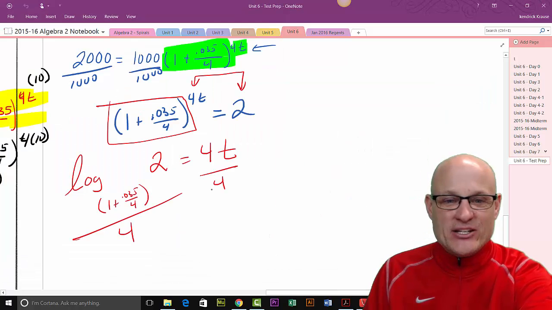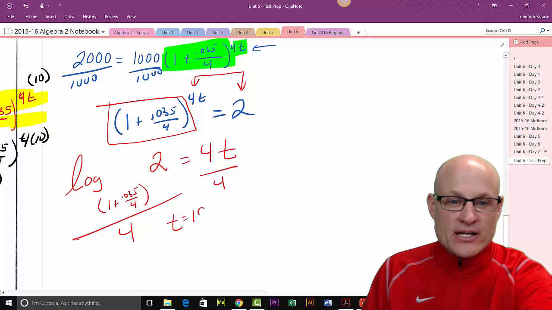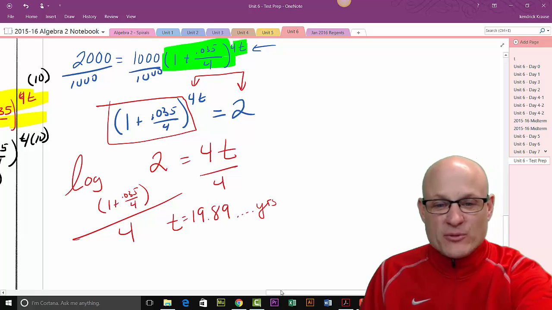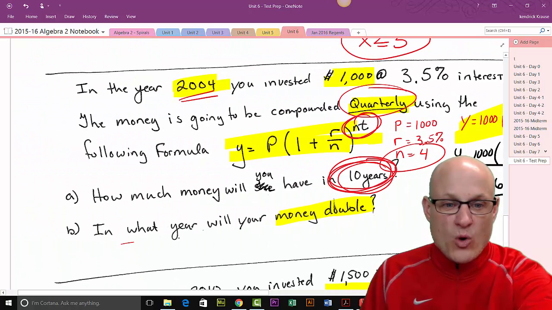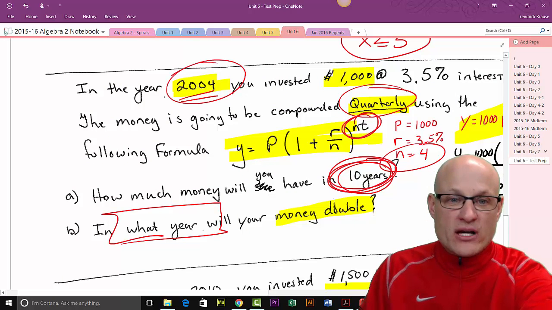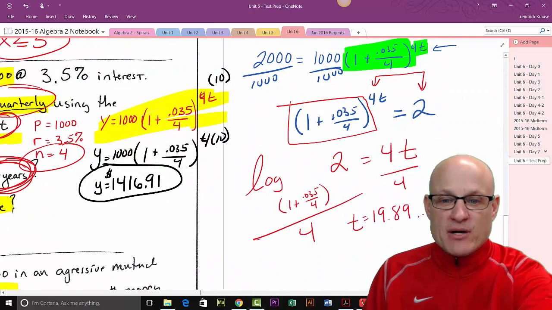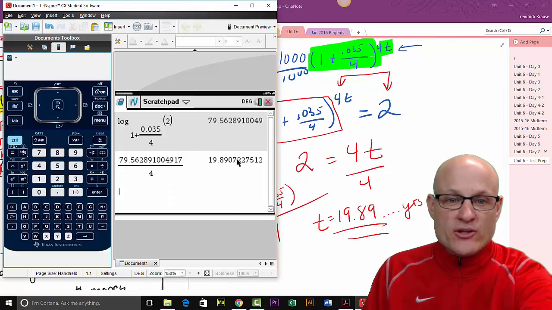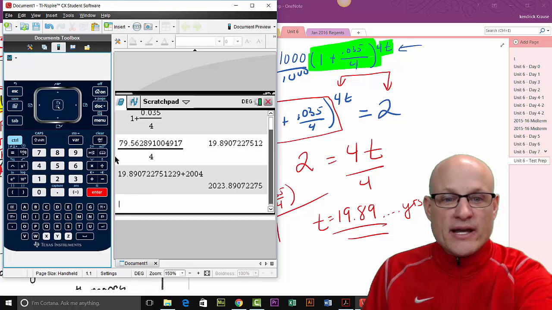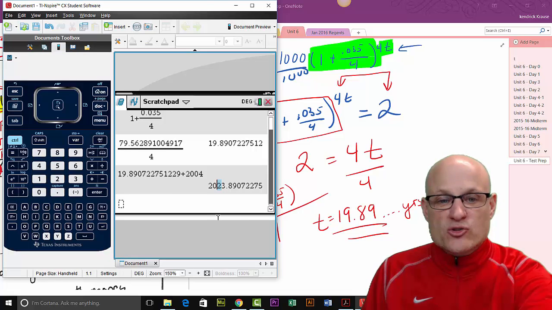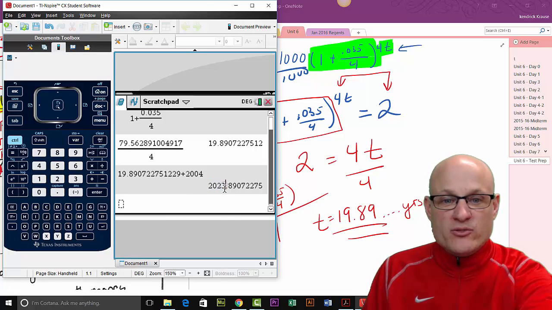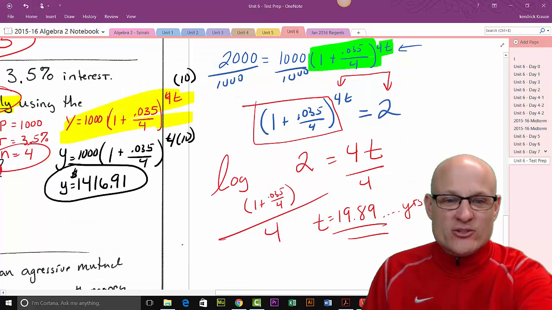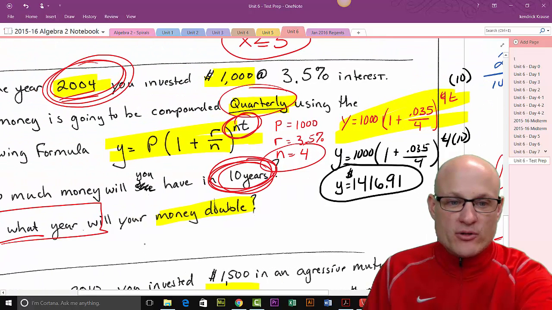So t is equal to 19.89 years. But I don't believe that's what was asked. The question says, in what year? Well, I started in 2004. I came up with 19.89 years. So to this 19.89 years, I'm going to add 2004. And lo and behold, in the year 2023, I know it rounds to 2024, but in the year 2023, my money will have doubled. So the answer is 2023.